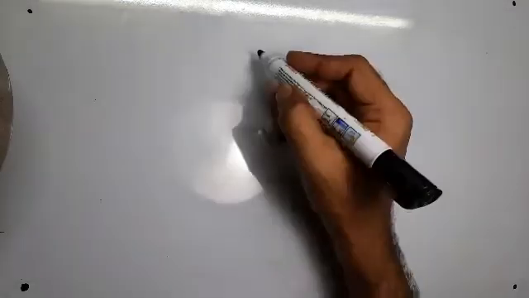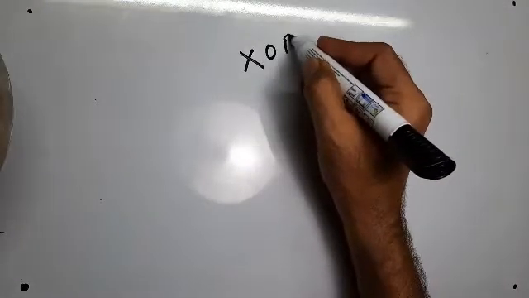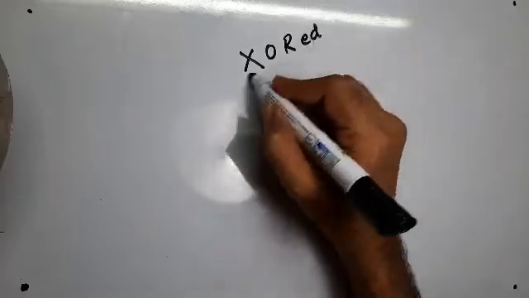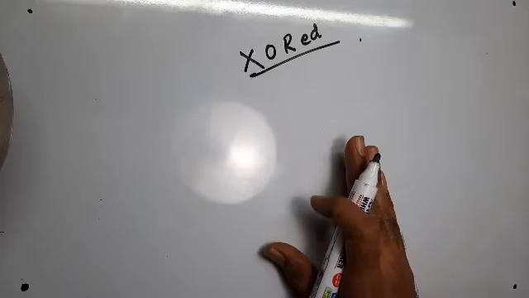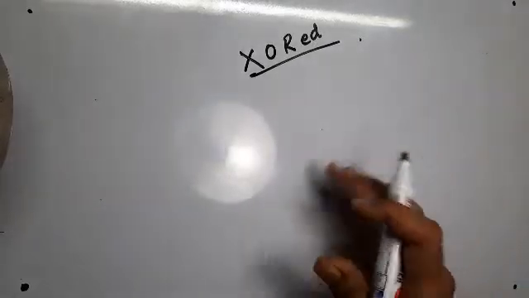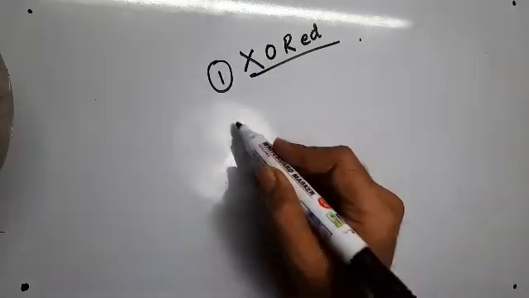I would like to repeat three important points that we have observed in the paper and pencil method. The first one is that the divisor is repeatedly XORed with part of the dividend. At every step we are performing that XOR operation. This is the first point.